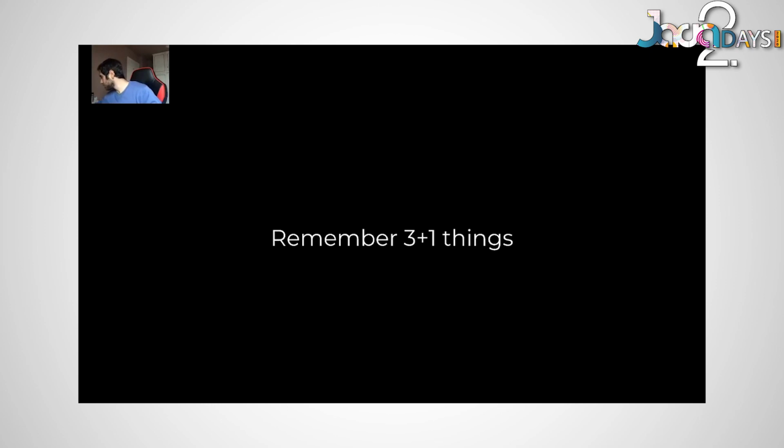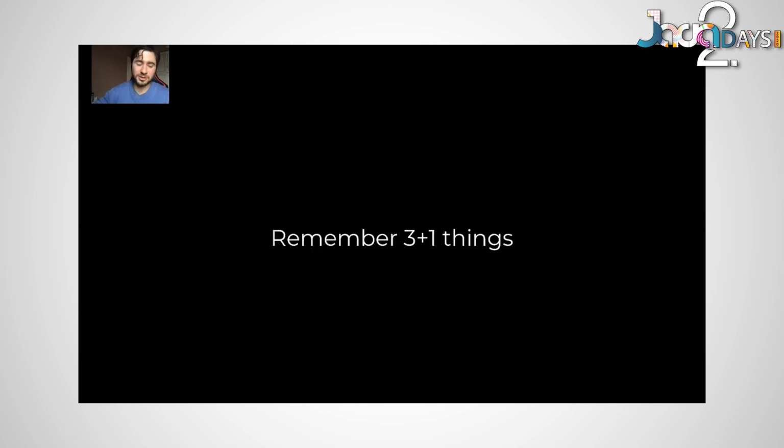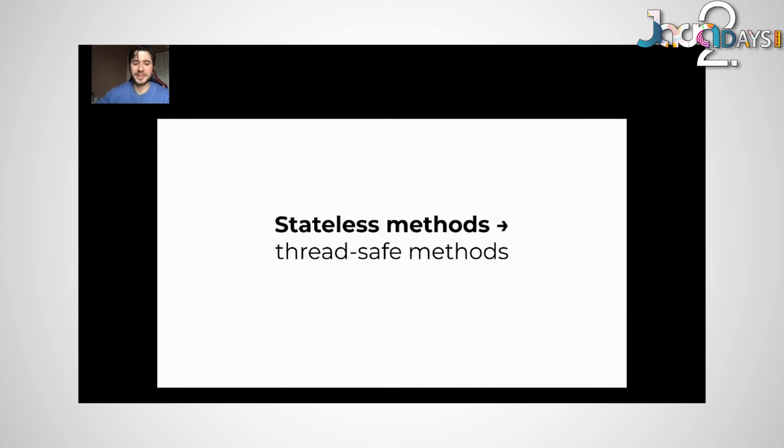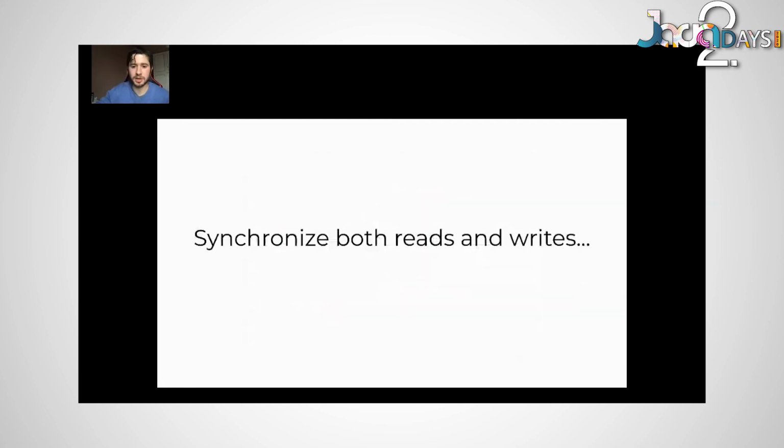Okay, so just on time, or 5 minutes later, we are in the conclusion. So 3+1 things to remember here. When you have stateless methods, you don't care about thread safety issues. If your method doesn't have any state which is in some kind of class property, you're always thread safe. You don't need to deal with concurrent collections or whatnot. So in this case, the example we saw in the beginning, it's perfectly thread safe, although in one case you have a hash map, in the other case you have a concurrent hash map.